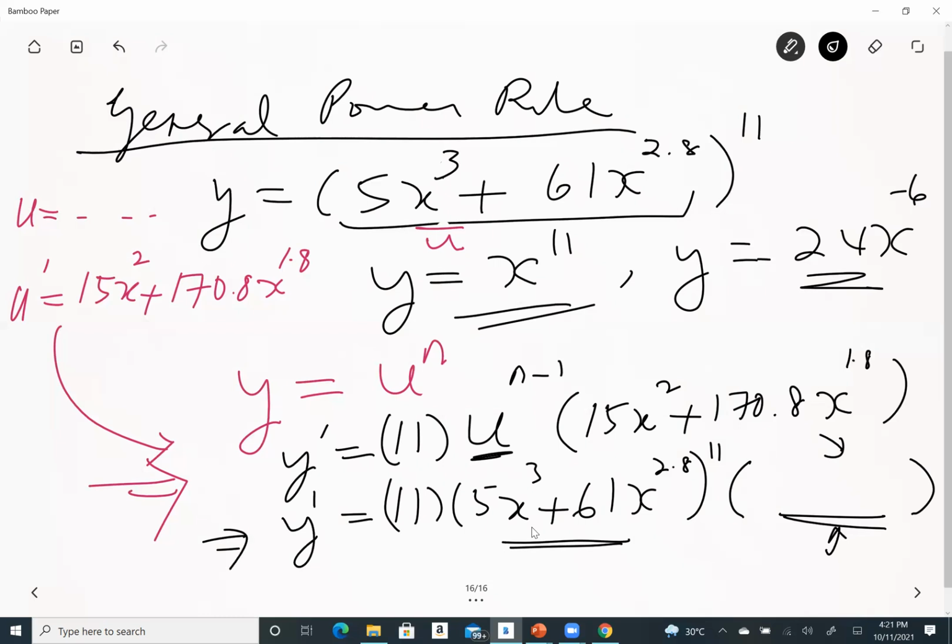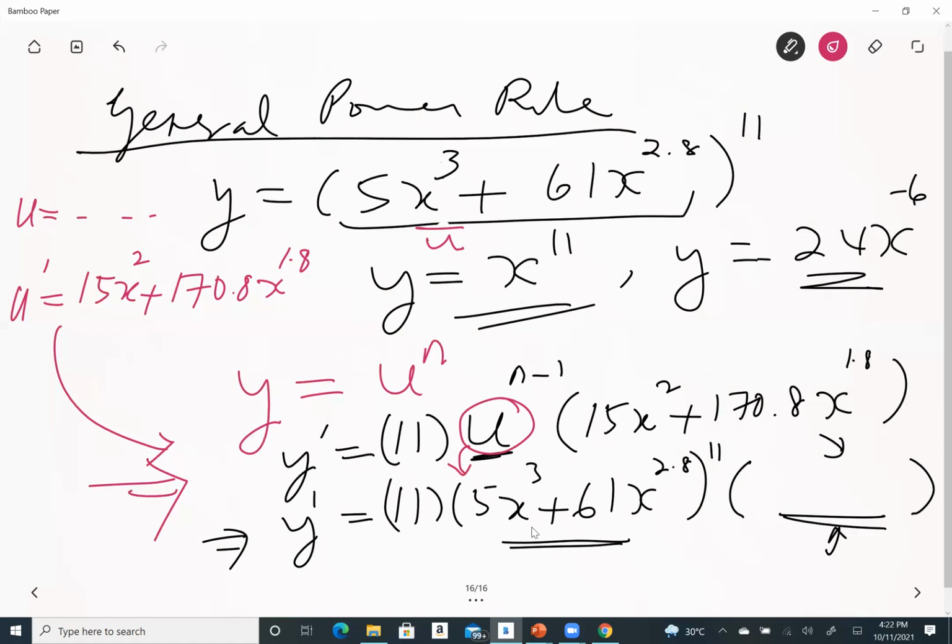So you don't stop here, you don't stop here because it's U. You have to write another step, U in terms of X, that we already set.